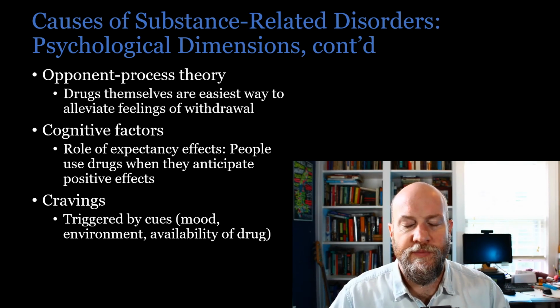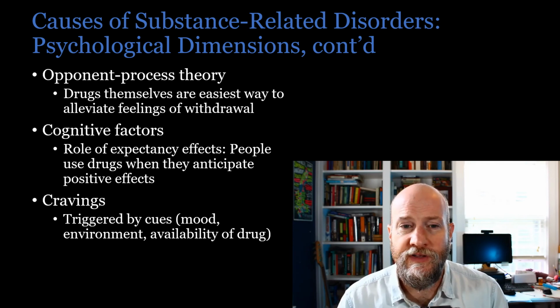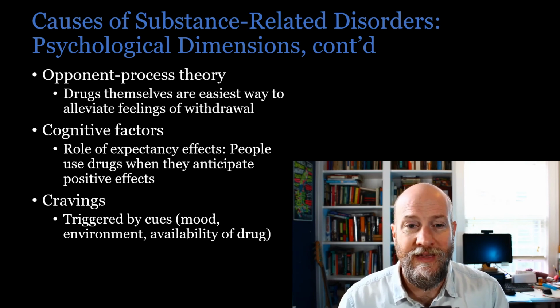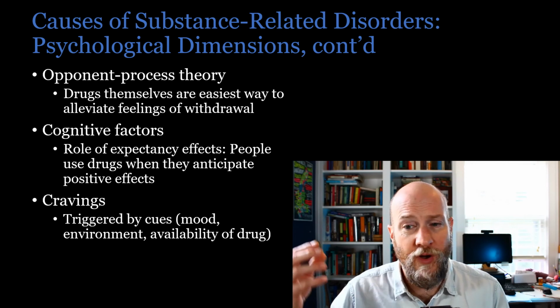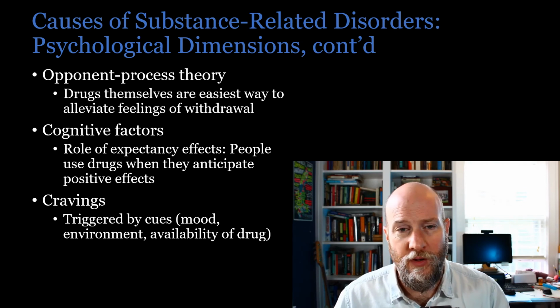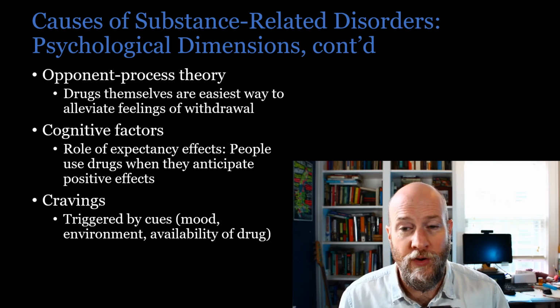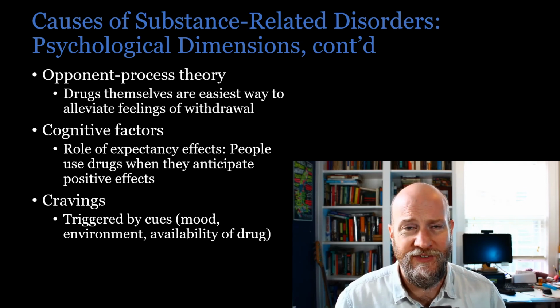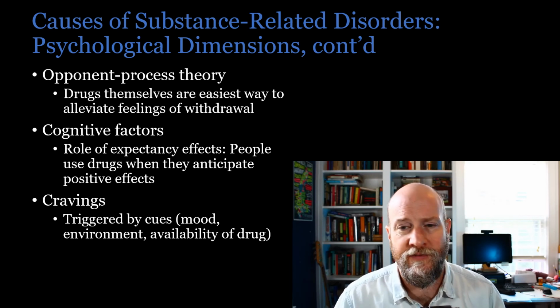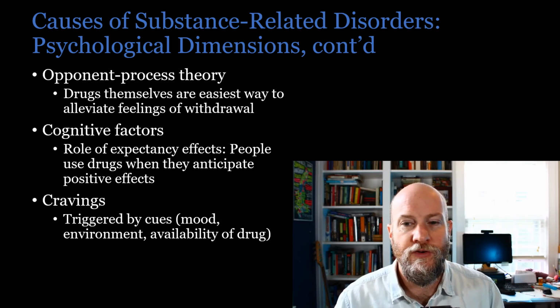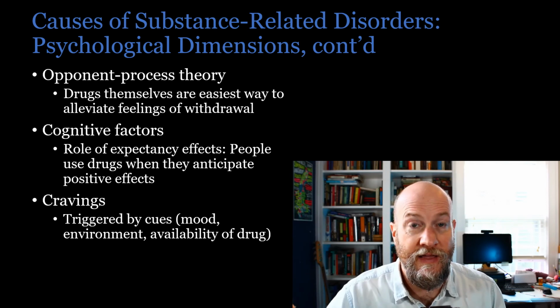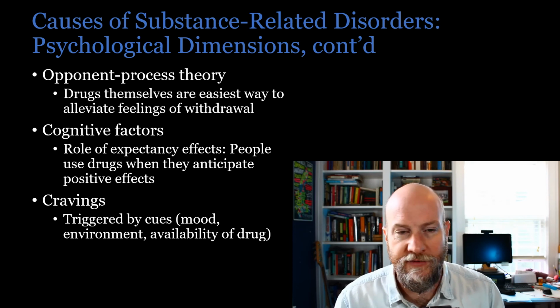There is something called the opponent process theory, which says that the drugs themselves are the easiest way to alleviate the feelings of withdrawal. So rather than other means of coping, the drugs are a quick fix to avoid the withdrawal. And certainly when you're in acute withdrawal and you're extremely uncomfortable or sick, like with heroin or alcohol withdrawal, it's an extremely powerful pull psychologically to want to end that suffering by taking the substance, which will turn off that process.